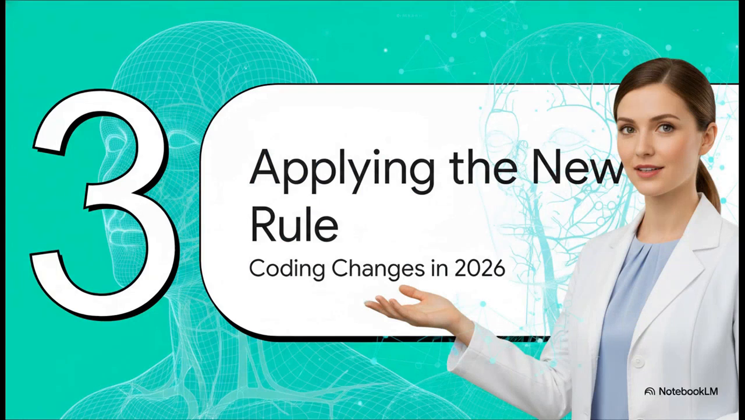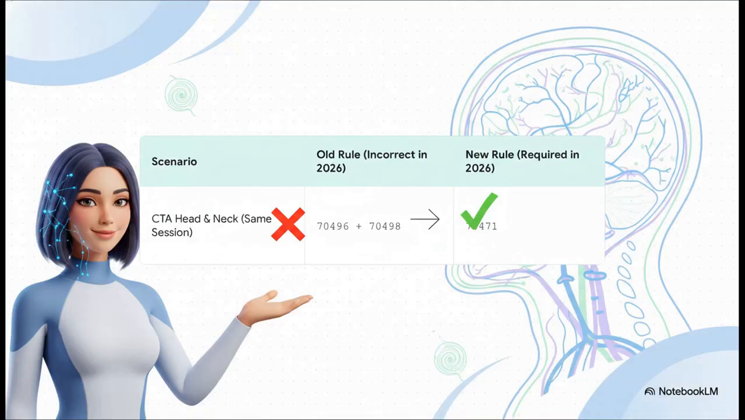So what does this mean for your actual day-to-day workflow? Well, it means that old habit of billing for these studies with two separate codes is officially done come 2026. Let's take a look at exactly what that change looks like. And this table just nails it. It's so straightforward. In the past, you probably would have reported the head code 70496 plus the neck code 70498 for a combined study. Starting in 2026, you report only one code, 70471. Using those two separate codes together is going to be a billing error, plain and simple.